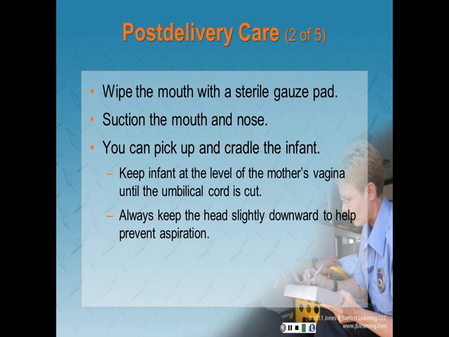Wipe the infant's mouth with the sterile gauze pad and suction the mouth and nose. You can pick up and cradle the infant and keep the infant at the level of the mother's vagina until the umbilical cord is cut. Always keep the infant's head slightly downward to prevent aspiration.